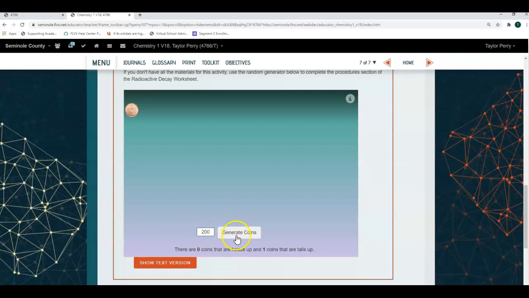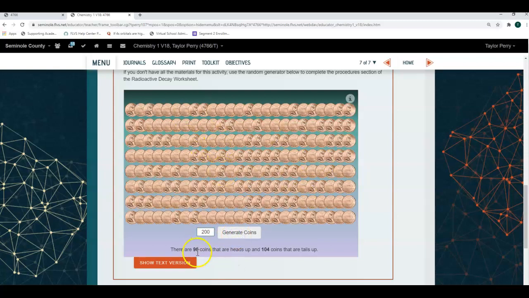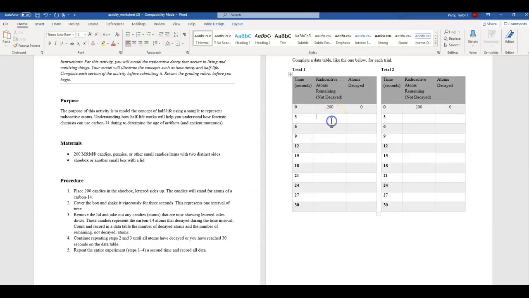So let's start with 200, right? Of our 200 coins, 96 of them are heads up and 104 are tails up. So I'm going to put 96 here and 104 here. And this represents that there are 96 carbon atoms remaining, and of the original 200, 104 of them have decayed. And we're going to keep repeating this until this number gets to 0.